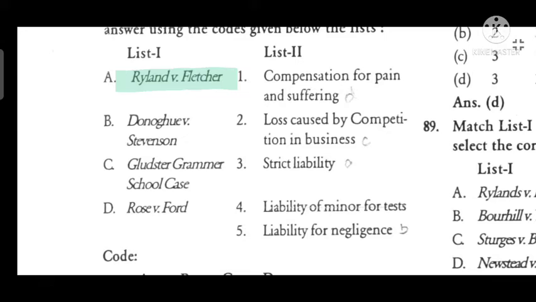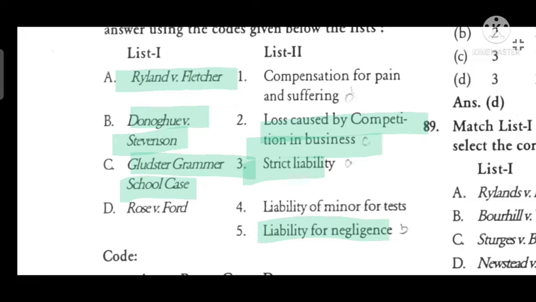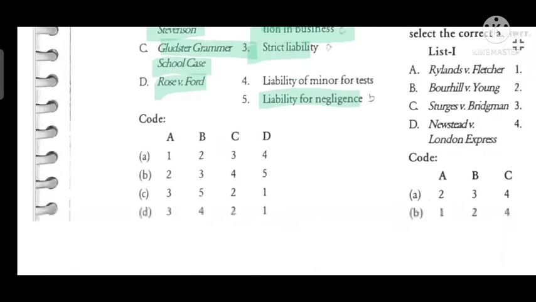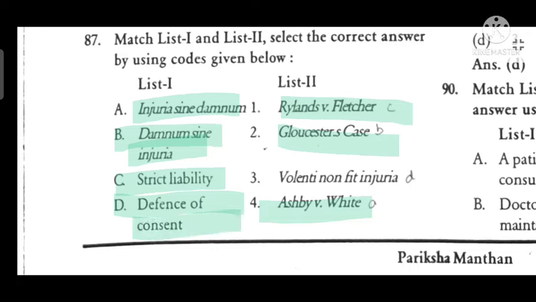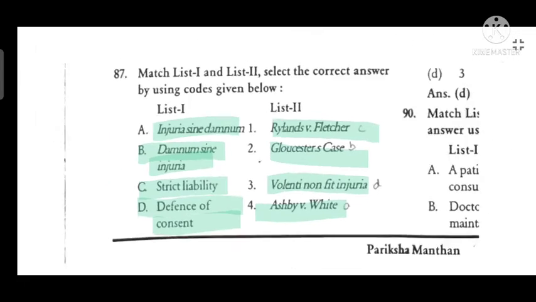Rylands versus Fletcher, strict liability. Donoghue versus Stevenson, liability for negligence. Gloucester Grammar School case, loss caused by competition in business. Rose versus Ford, compensation for pain and suffering. Injuria sine damno, Ashby versus White. Damnum sine injuria, Gloucester Grammar School case. Rylands versus Fletcher, strict liability. Defence of consent, volenti non fit injuria.